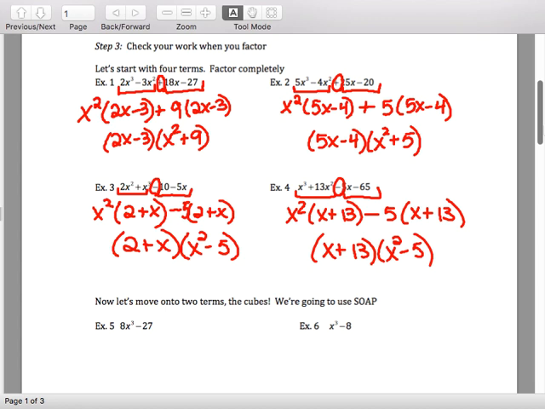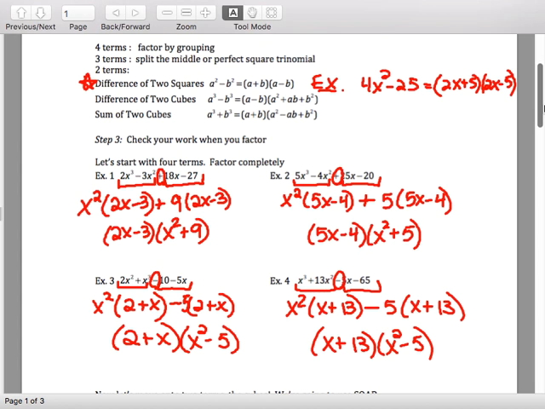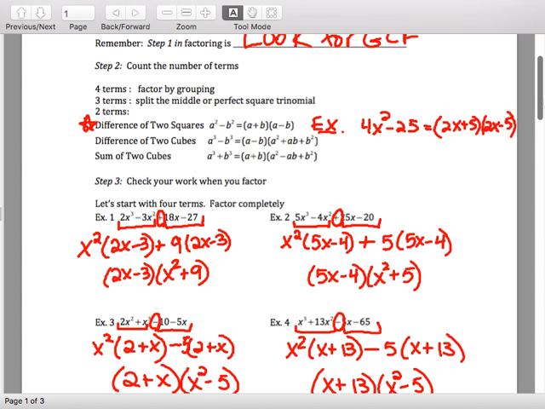Let me go back up and show you this. Here's what SOAP stands for. If I have a difference of 2 cubes, a cubed minus b cubed, you keep the same sign, then the opposite sign, then always positive. There's your SOAP. So if I have a cubed plus b cubed, it's a plus b. That's the same sign, then the opposite sign, and it always ends positive.